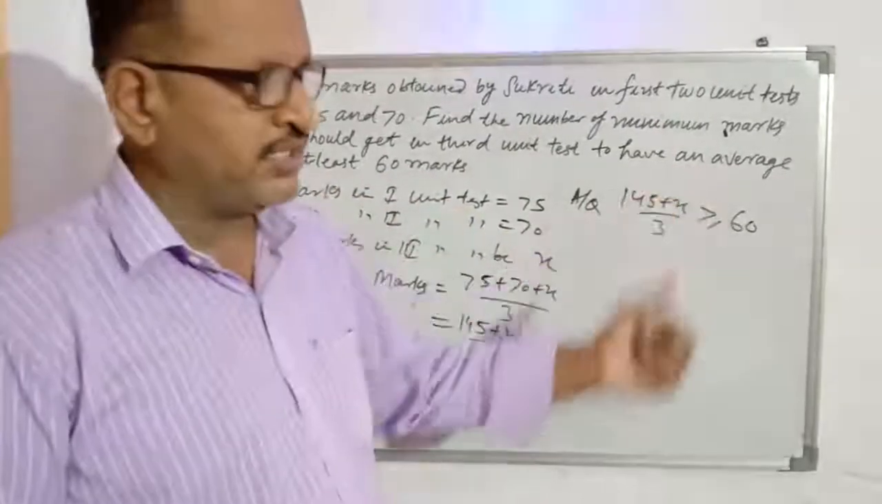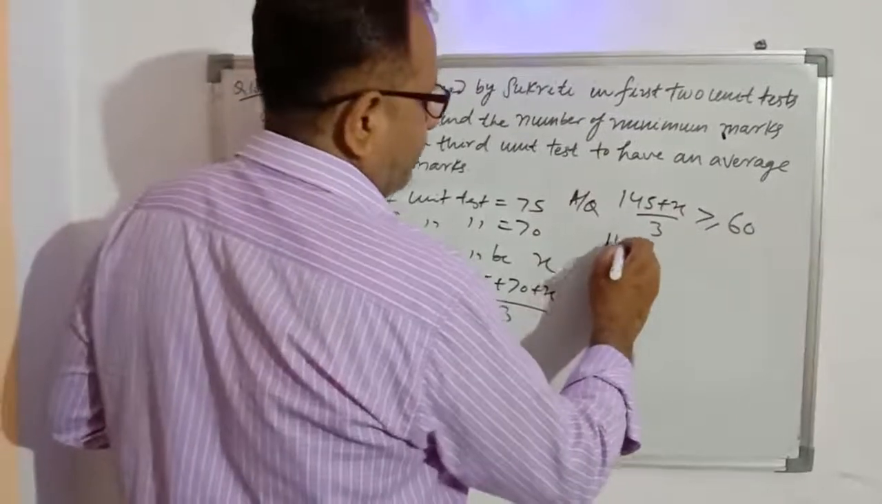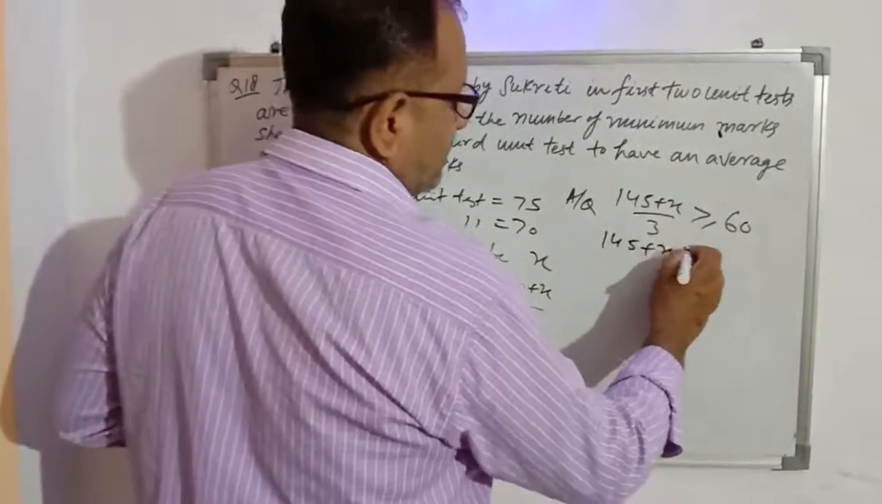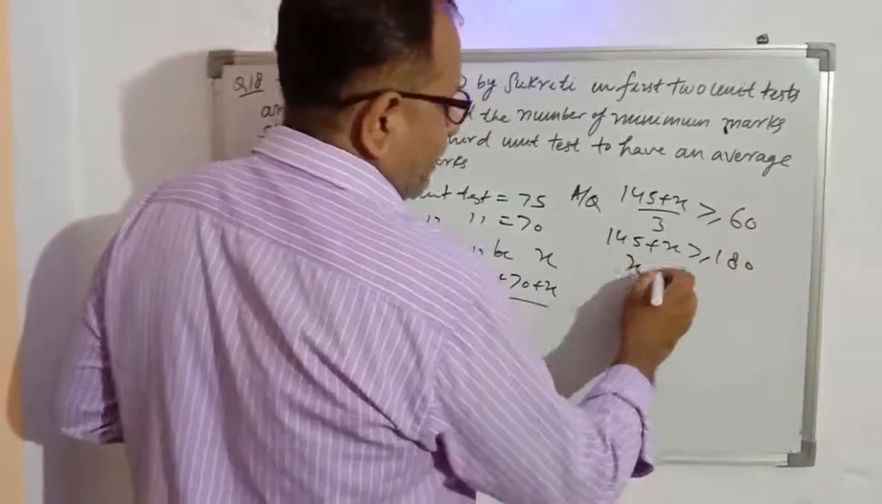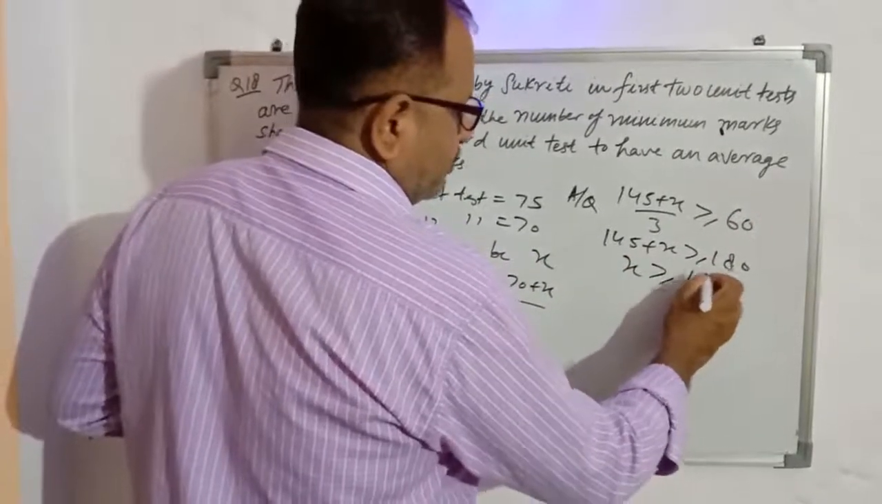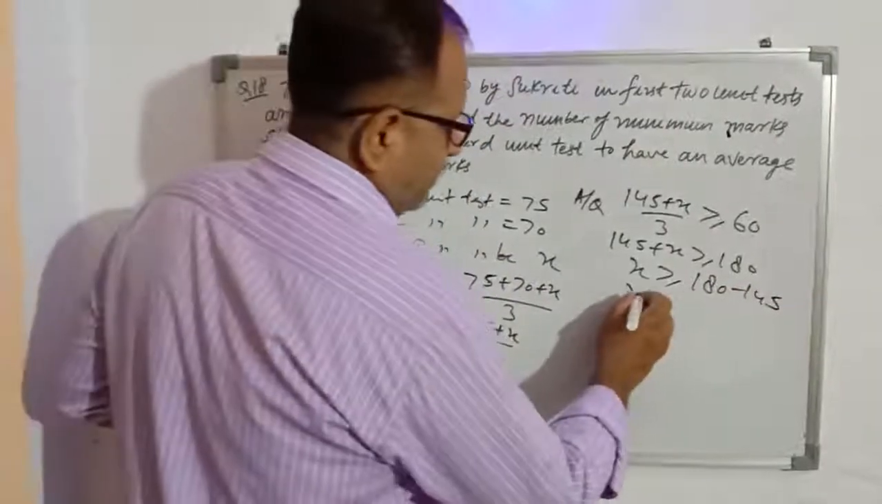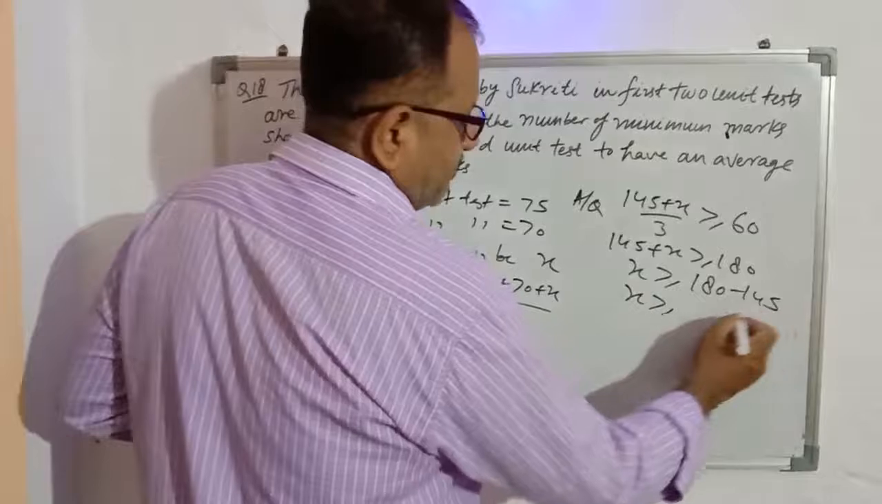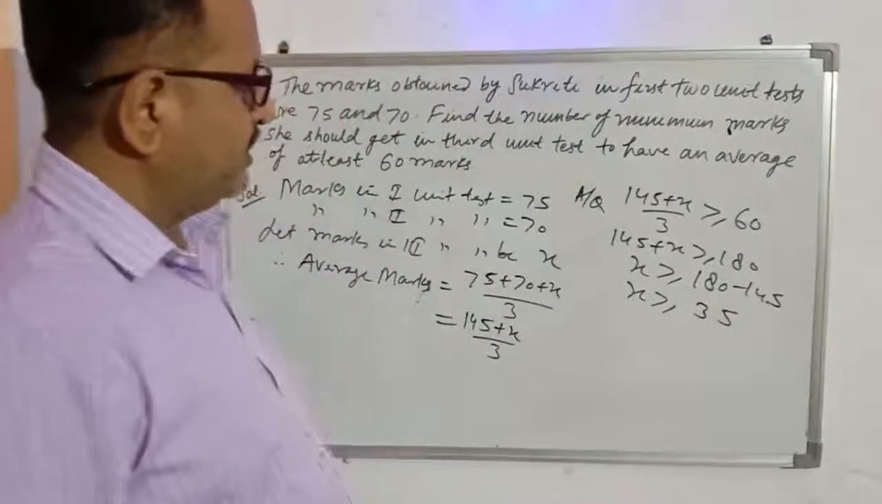It means maybe more than 60, so greater or equal to 60. Cross multiply: 145 plus x greater or equal to 180. 3 sixes are 18, so 180. What will be x? x greater or equal to 180 minus 145. Subtracting: 10 minus 5, 5; 7 minus 4, 3: 35.